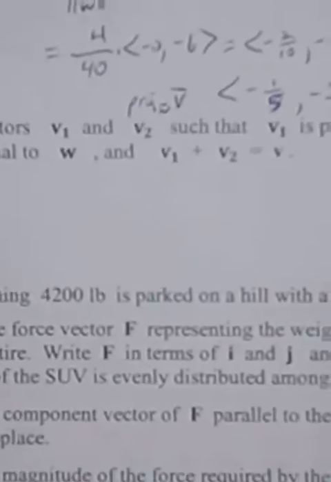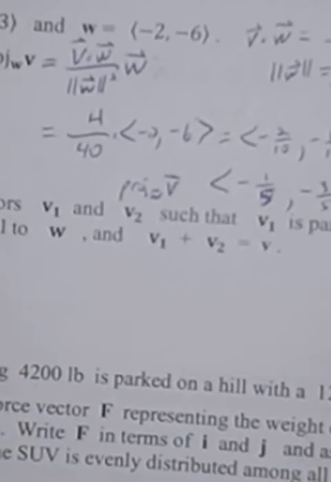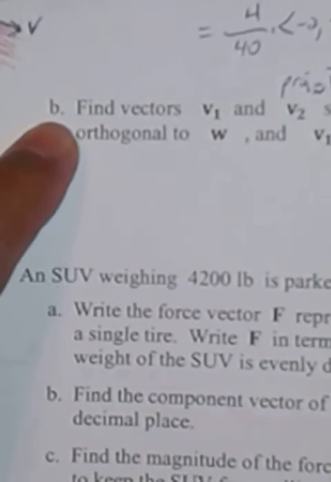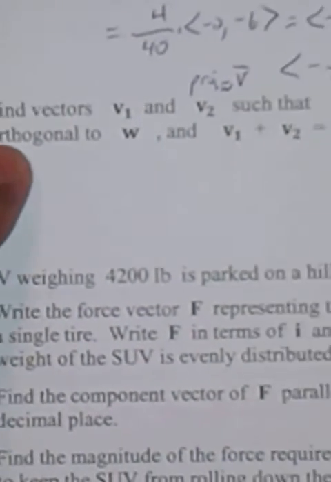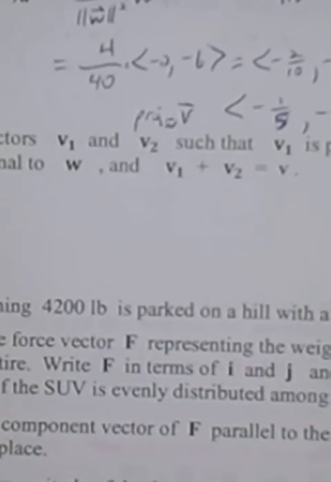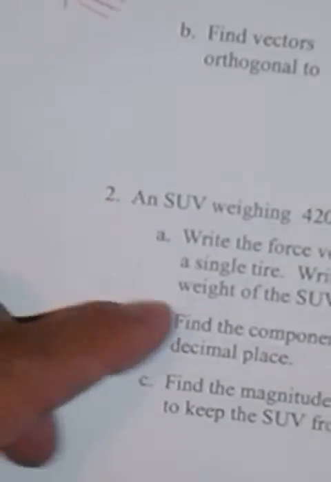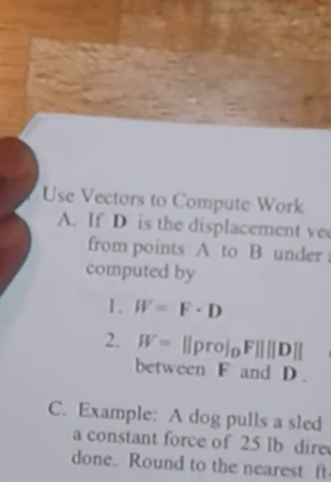All right, let's look at one last example. We're going to leave B for us to do in class: find the vectors V1 and V2. And number 2, we're going to leave all of that for class. Let's do the very last one.